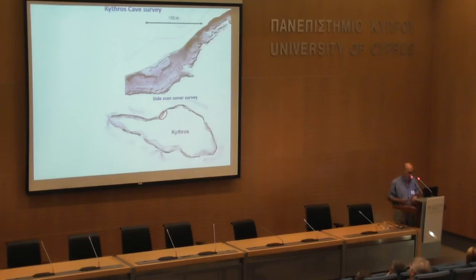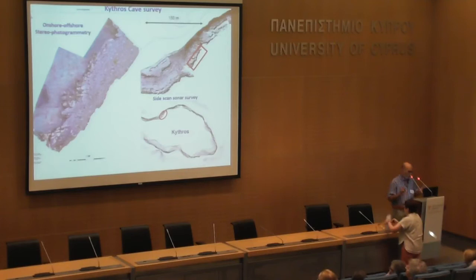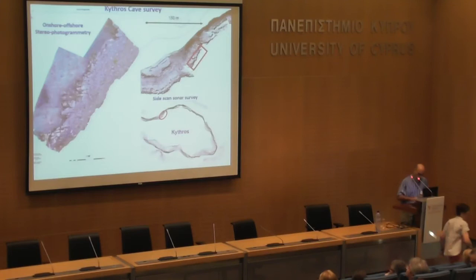But this is not a high resolution image that the archaeologists need. So what we did, we focused on this area, and we conducted a stereophotogrammetric documentation of the area, both onshore and offshore, and you see the composite stereophotogrammetric result of this area there, with the onshore part here, and the offshore part over there. No further results from this part of the survey yet. This is ongoing research. So let's go back to the big picture.